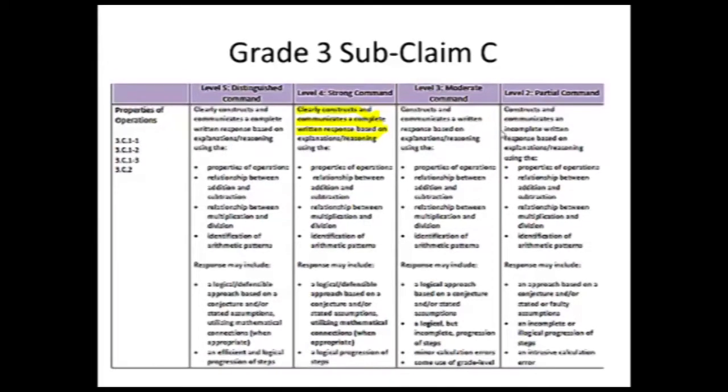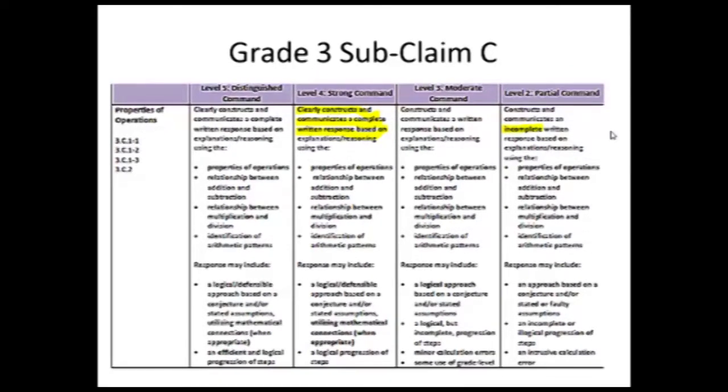What you'll see are small differences. For instance, if I only have partial command, I will have an incomplete written response. But I still have to base that written response on certain things. So what you should do for subclaim C, particularly when you're in a setting where you're having students do extended tasks or an assessment with an open-ended task, is look at this subclaim C as one where you really want to be sure that this is what students are exhibiting their understanding of.